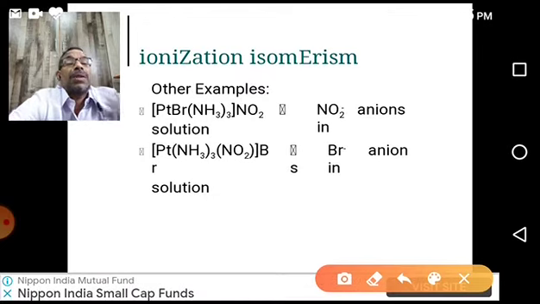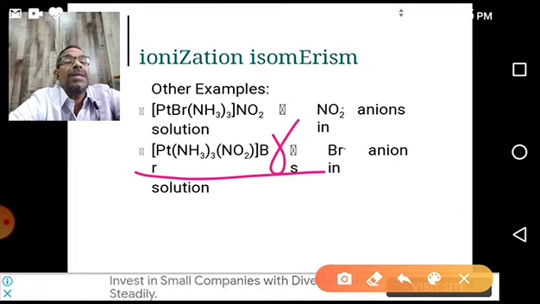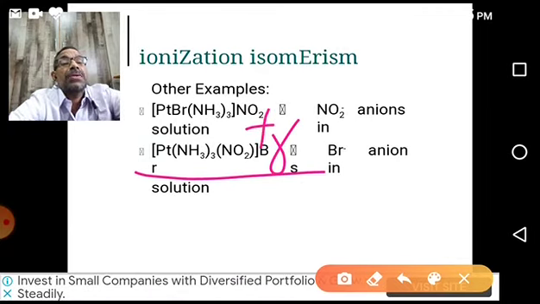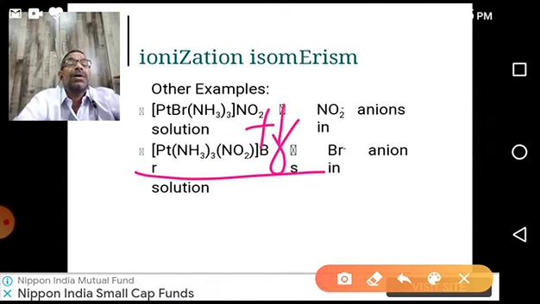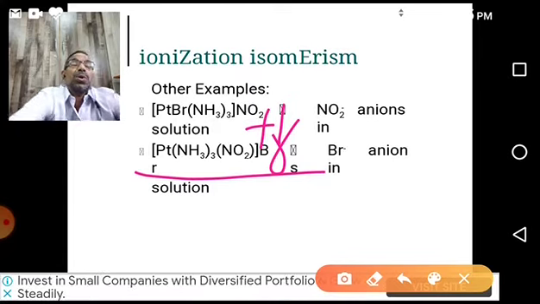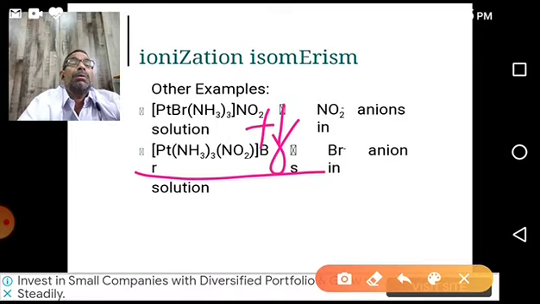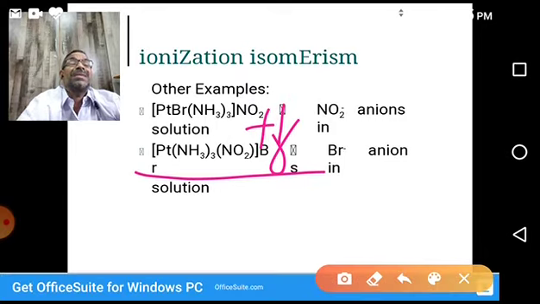Coming to the second compound, you see this is a bromide. Bromide is Br minus, that's why it is a +1 complex, a cationic complex. Nitro is -1, so the platinum charge is +2. First you have to say nitro, no bromo. Nitro is there, ammine is there. Triammine, nitro, platinum(II) bromide. So this is the IUPAC name of the compound.